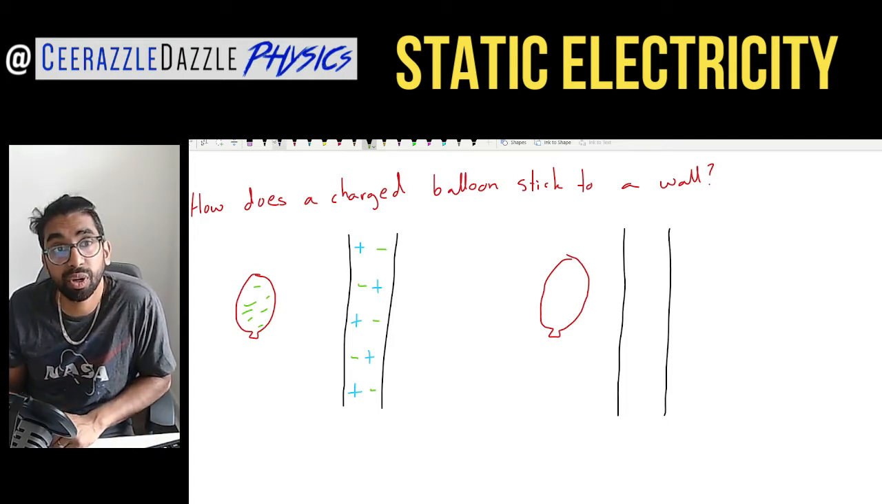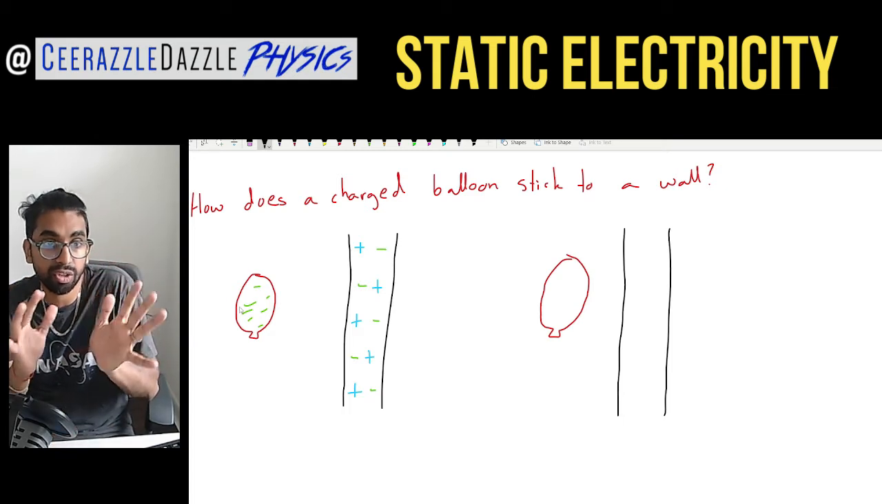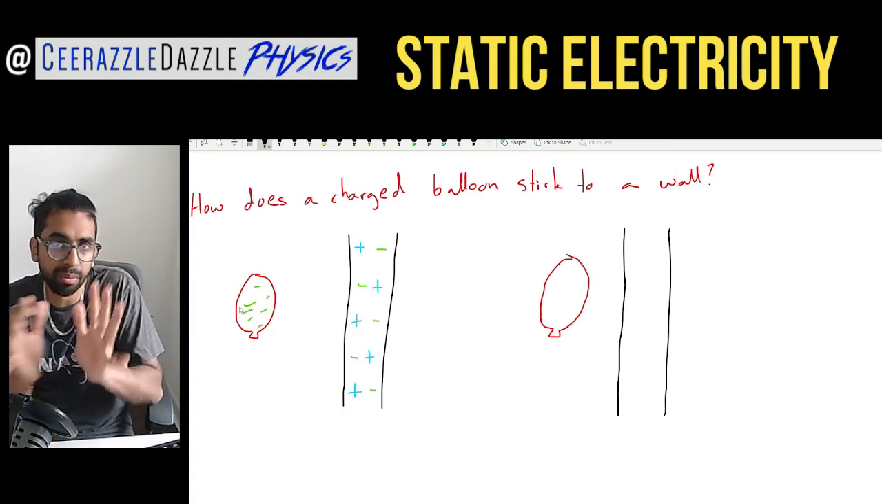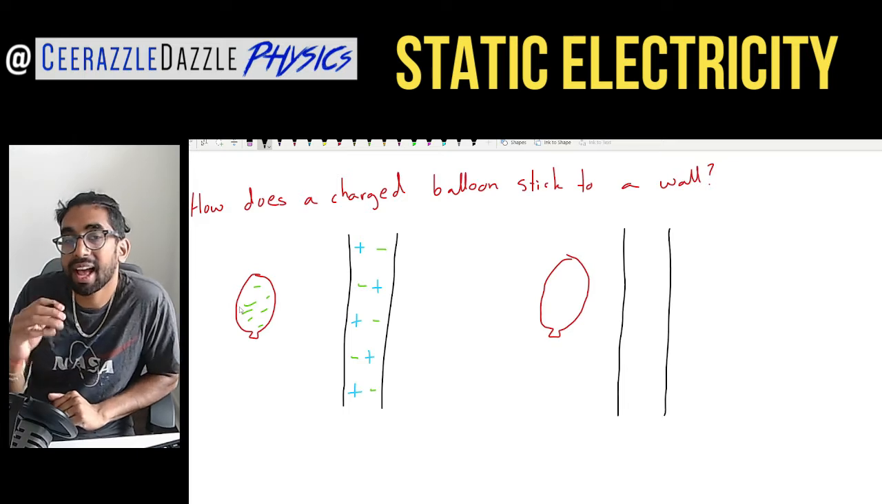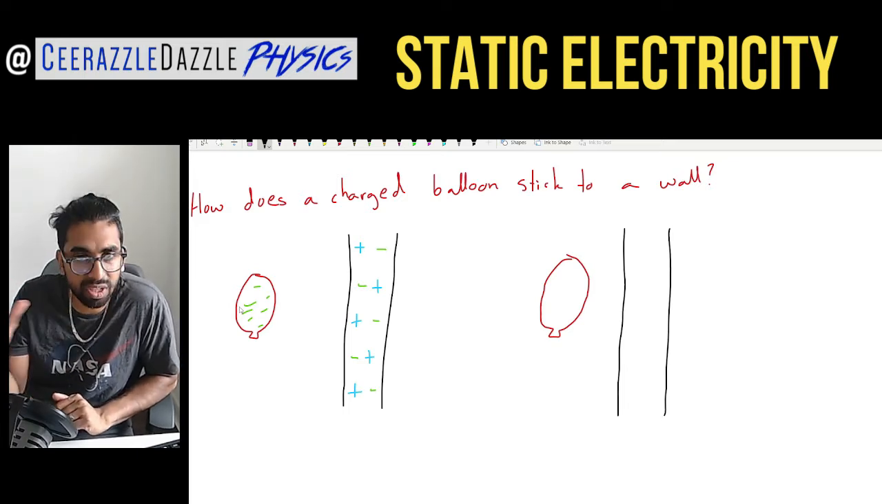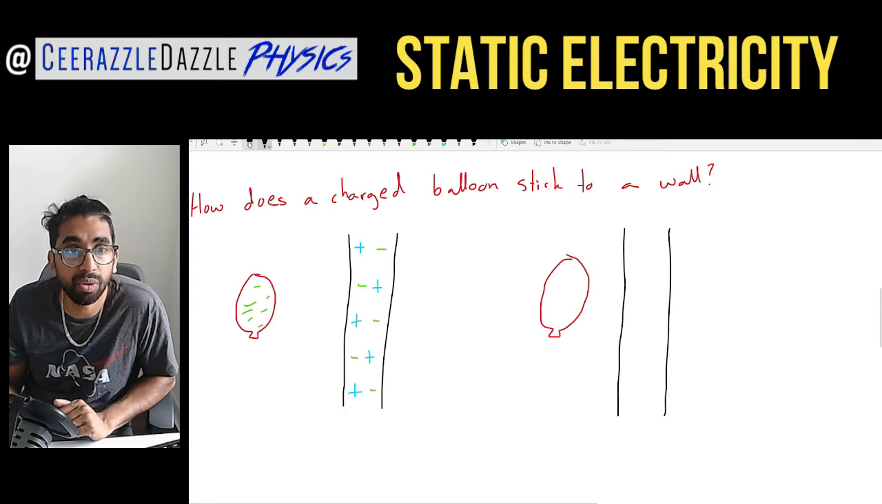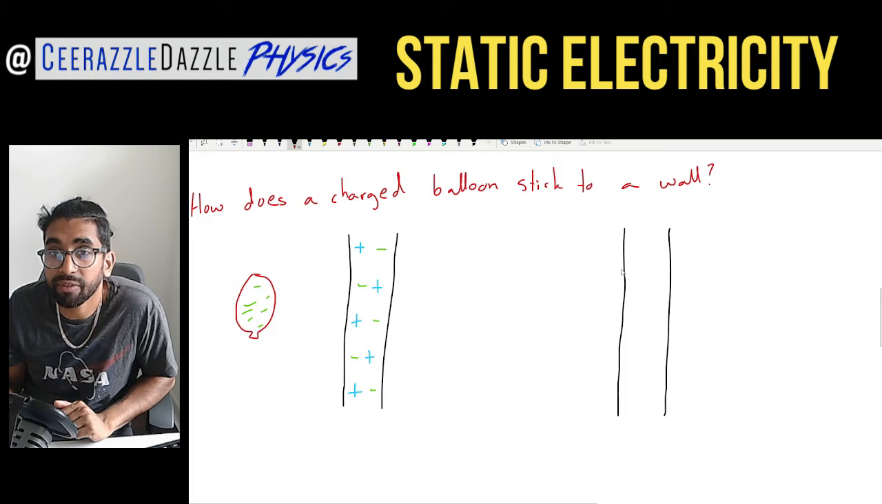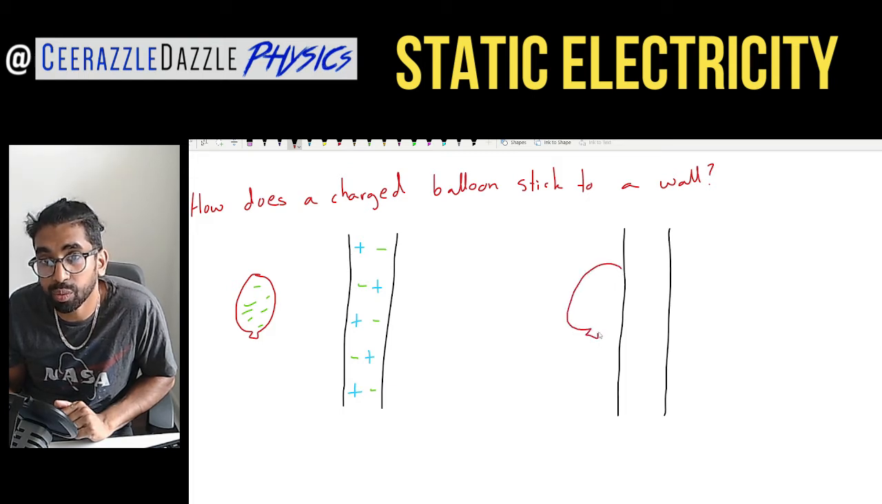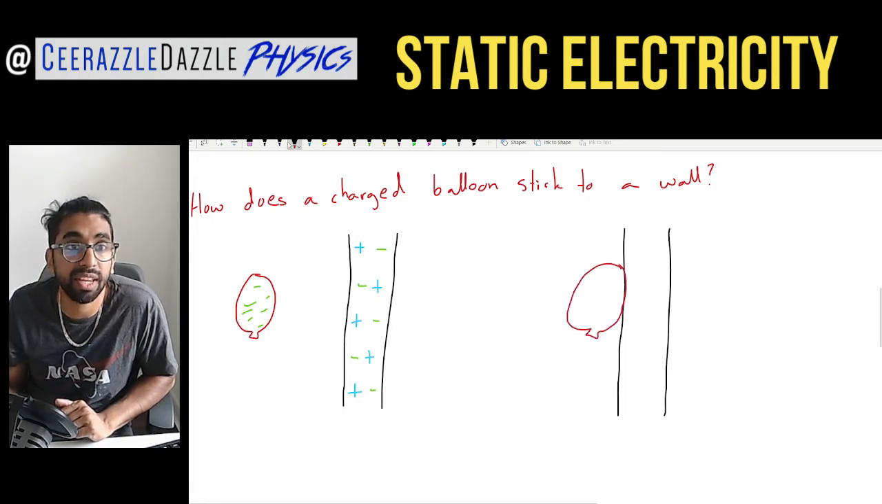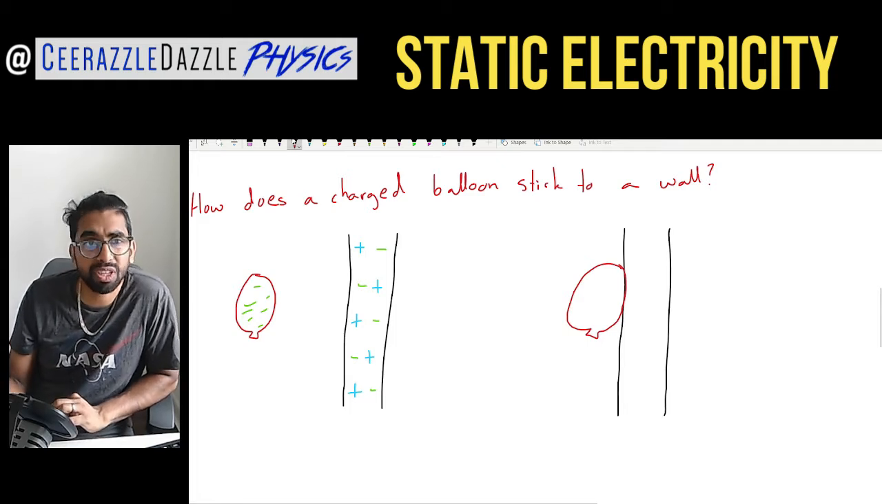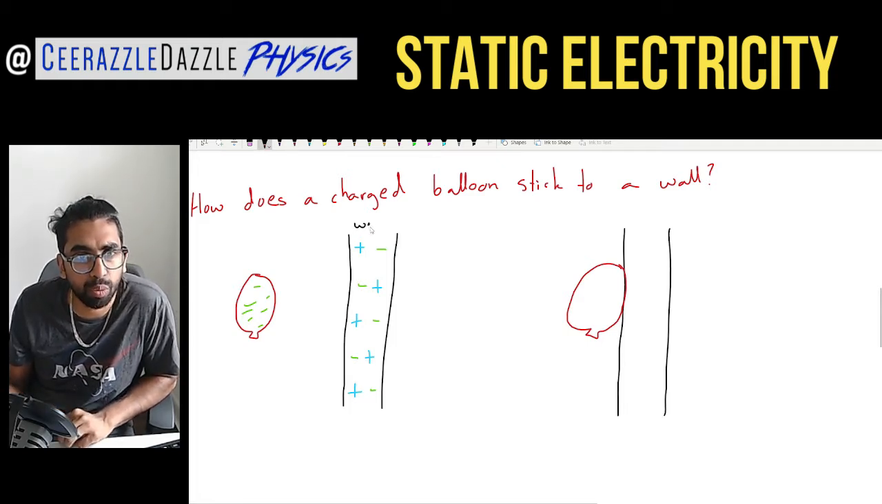So let's say we've got a balloon over here, guys, and look, it's got negative charge. It's now negatively charged, so somebody's already rubbed it. How does that balloon stick to a wall? Let's say I take that balloon, there's my balloon, and I bring it closer to the wall. What would happen? What would you notice? Well, think about it. First of all, this is my wall over here.